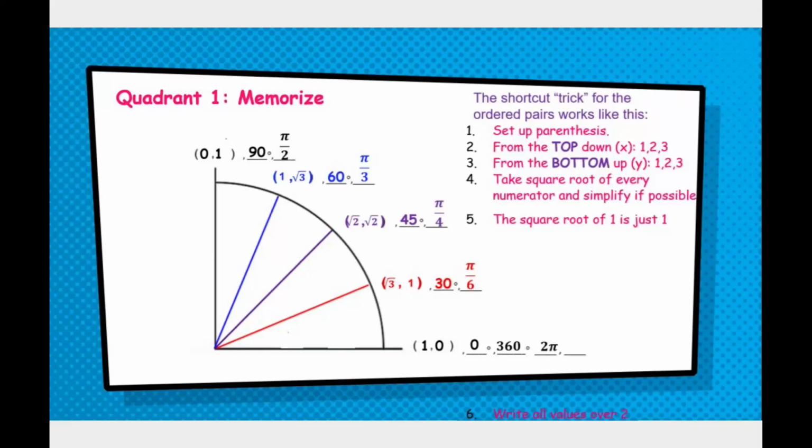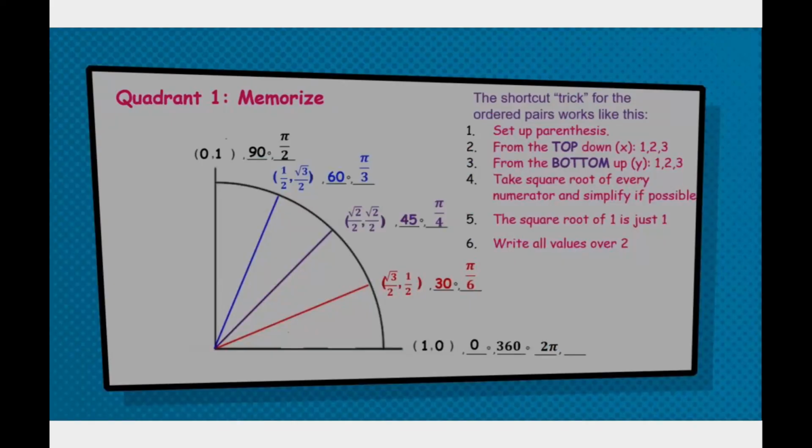So the square root of 1 is just 1. I'm not going to actually write this every single time. I'm just going to hopefully remember that the square root of 1 is just 1. And let's see. Write all values over 2. And there we go. And so that's quadrant 1. If you can remember this, you're going to practice this every single day, so you get used to this, and then we'll talk about how to actually do it all together.